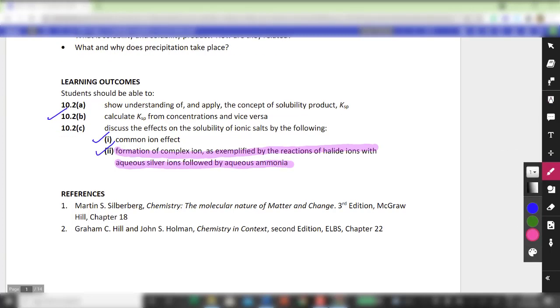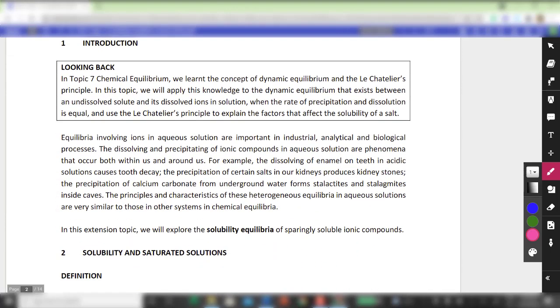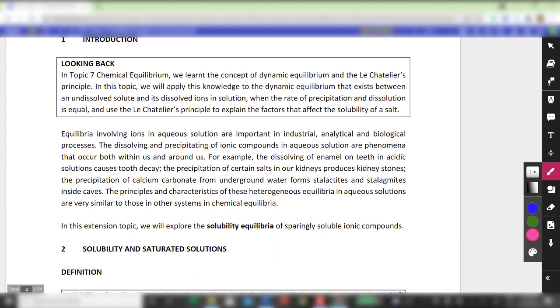So without further ado, we'll just jump straight in. As I mentioned, this topic is related to chemical equilibrium. So if you have forgotten the ideas of chemical equilibrium, it will be good for you to review your notes, or you can watch an earlier video which was created for chemical equilibrium. Other than that, if you are familiar, then it's not really a big issue. You can just jump straight in.